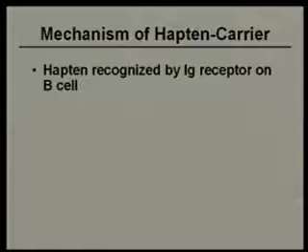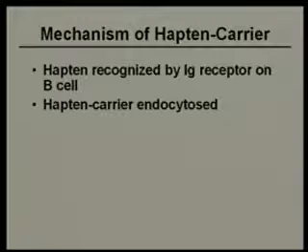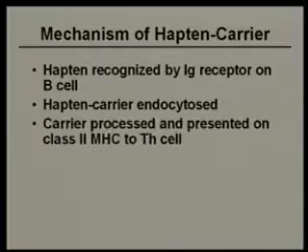Typically, the haptens are recognized by the immunoglobulin. So the immunoglobulin is able to recognize that small chemical part of the carrier hapten complex. Both the hapten and the carrier will then become endocytosed. The whole complex will be engulfed by the B cell. The carrier part will be processed and presented to the T cell. The carrier part is the part of the antigen that will be chewed up and presented with the MHC class II molecule and then recognized by the T cell.